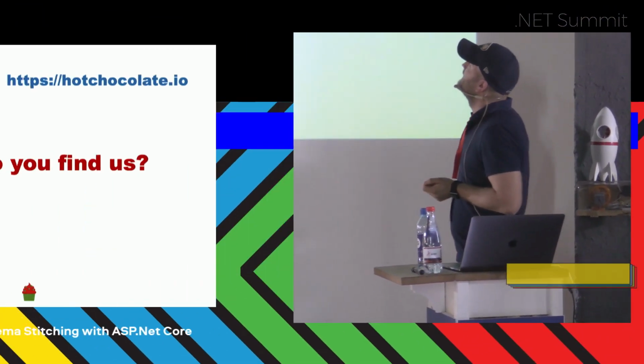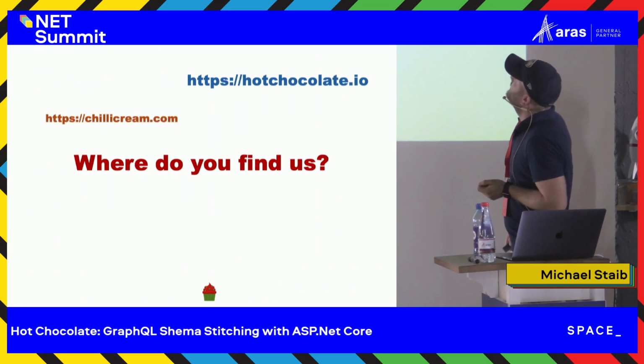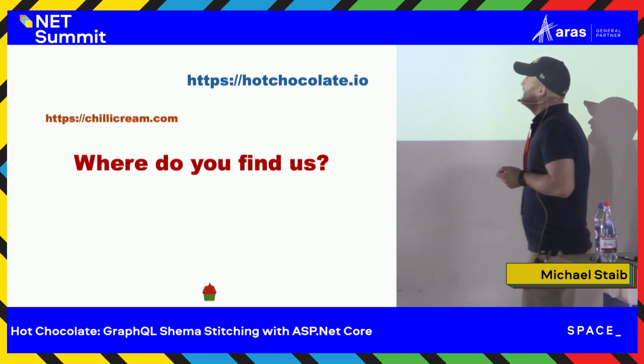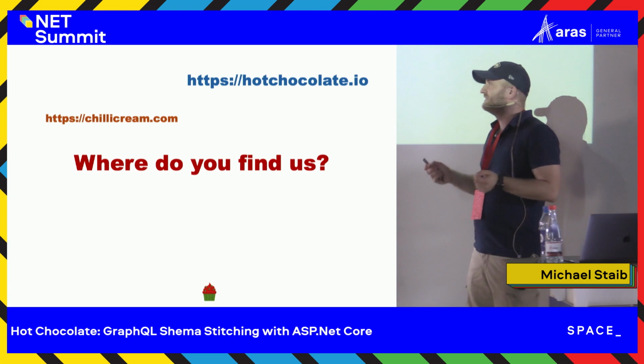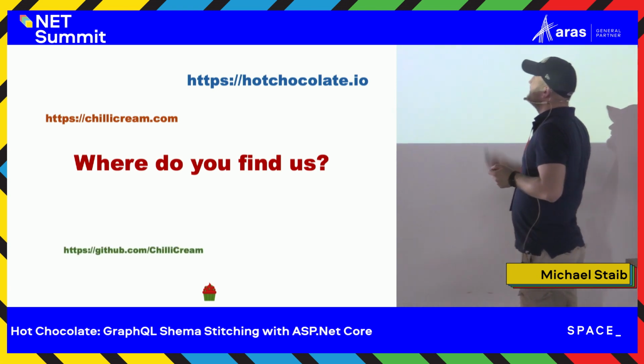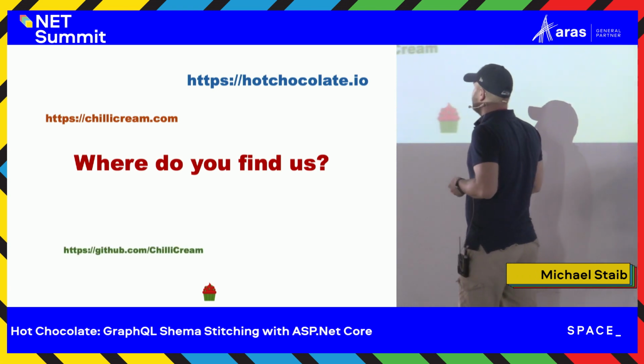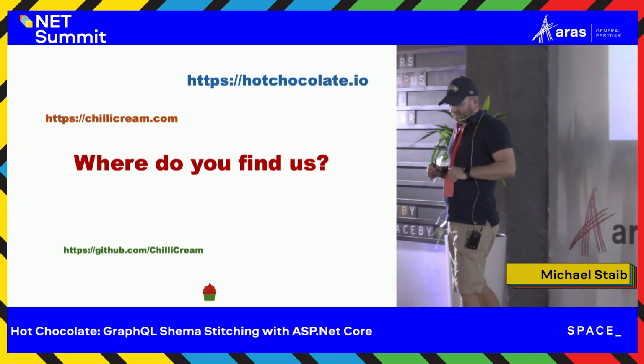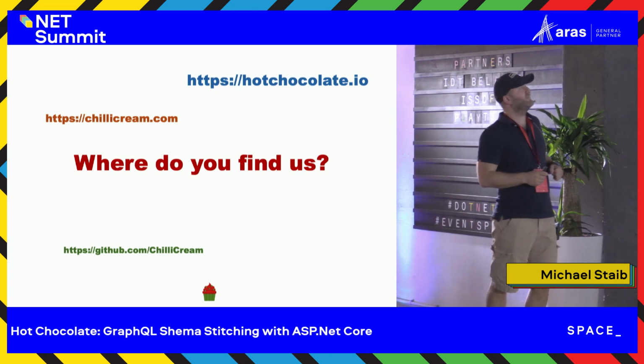So where to find us? We are an open source project. We do lots of cool stuff in the GraphQL space. So you can find us on Hot Chocolate.io. There's basically all the documentation. And Chili Cream, there you can find our blog. We are blogging a lot about stuff, how to get parsers fast and how to implement efficient code.